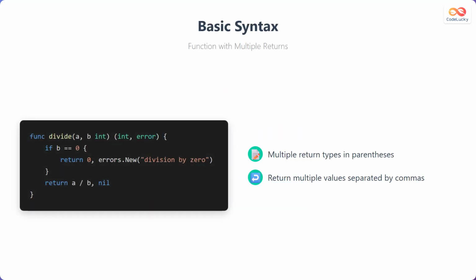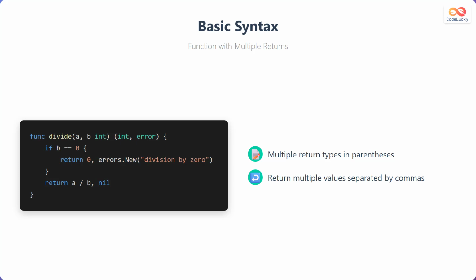Let's start with the fundamental syntax for creating functions that return multiple values in Go. The key difference from single return functions lies in the function signature. Instead of specifying just one return type, we use parentheses to group multiple return types. In our example, the divide function takes two integer parameters, a and b, and returns two values, an integer result and an error. Notice how the return types are enclosed in parentheses and separated by commas.